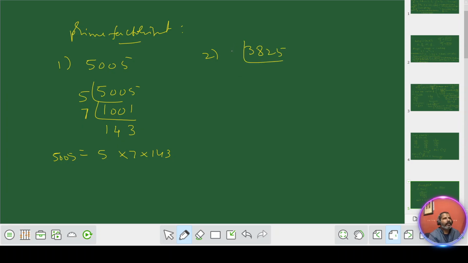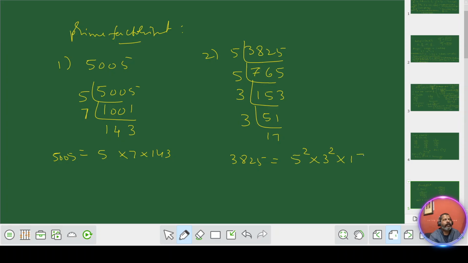3825. Since it's ending with 5, I'll start with 5. Five sevens are 35, and so on, giving 765. Again start with 5, giving 153. 5 plus 3 is 8, plus 1 is 9, so 3 will go. Then 51, 3 again, then 17, which is a prime. So we'll stop here. So 3825 becomes 5 square into 3 square into 17.